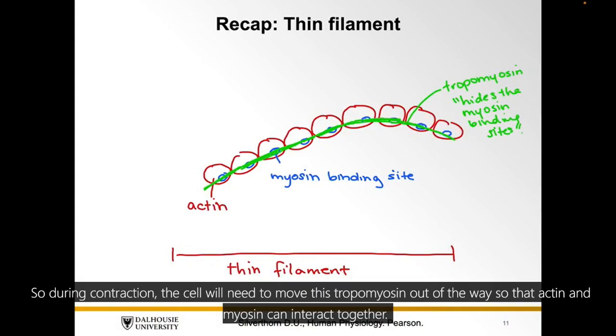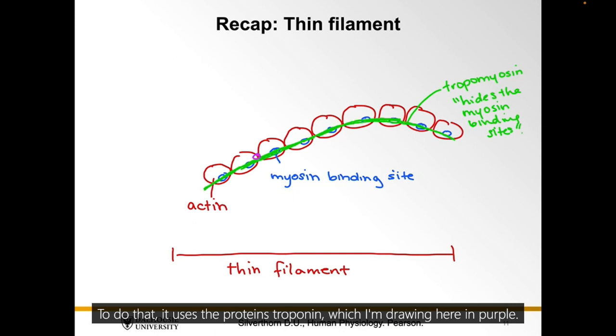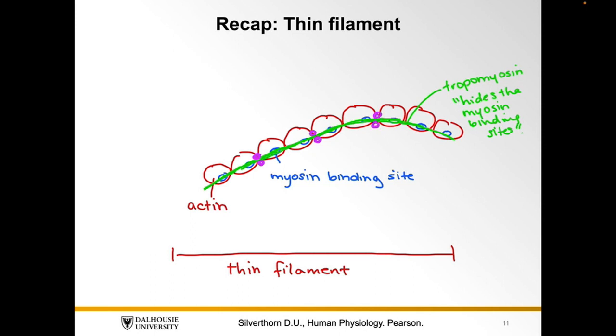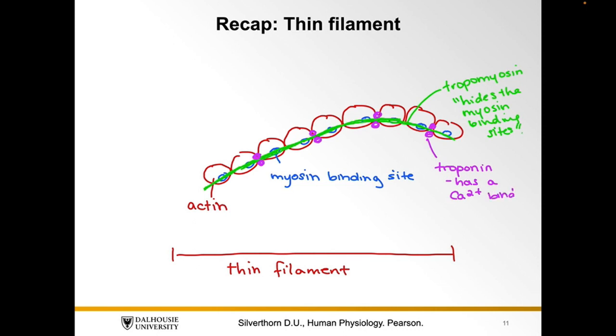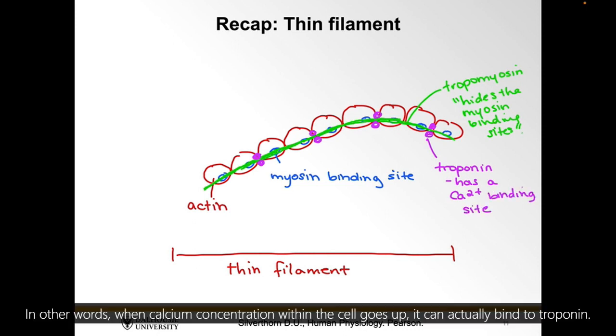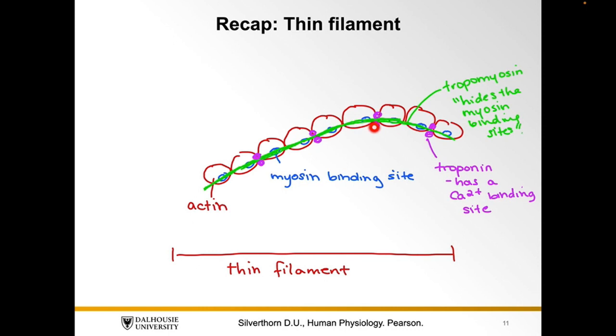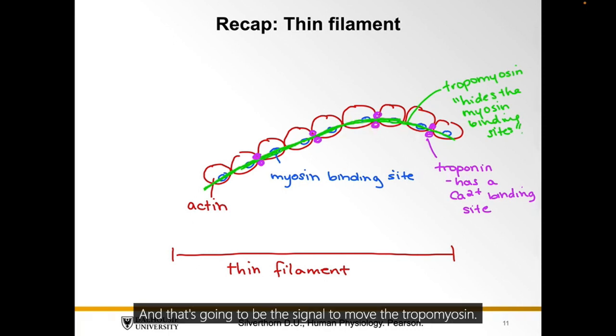So during contraction, the cell will need to move this tropomyosin out of the way so that actin and myosin can interact together. To do that, it uses the protein troponin, which I'm drawing here in purple. One of the key characteristics of troponin is that it has a calcium binding site. In other words, when calcium concentration within the cell goes up, it can actually bind to troponin. And that's going to be the signal to move the tropomyosin.